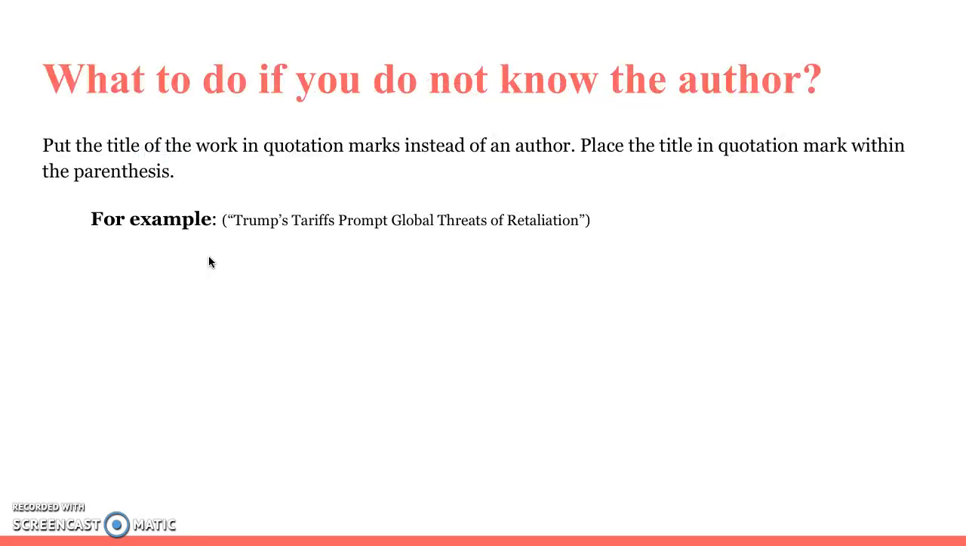Again, what to do if you don't know the author? You put the title of the work in quotation marks instead of the author. You place the title in quotation marks within the parentheses. So for example, based on the article that we've been talking about, if Anna Swanson's name was not on the article, you would put "Trump's Tariffs Prompt Global Threats of Retaliation" in quotation marks and then put that into parenthetical citations.